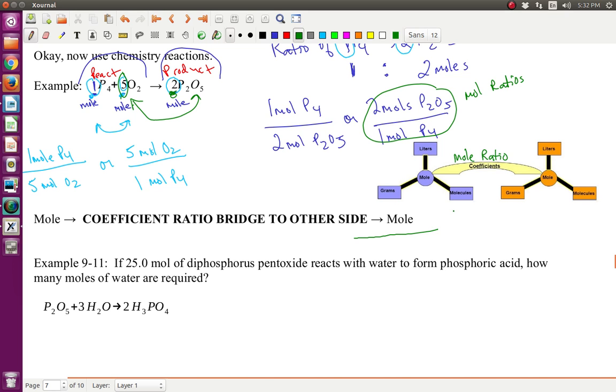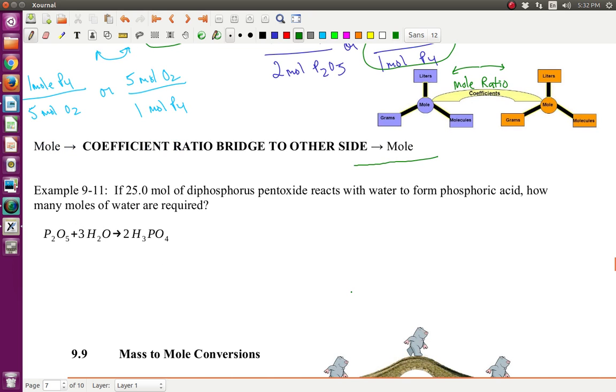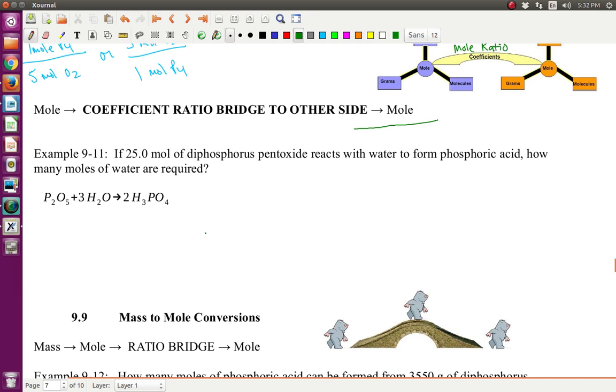I have another picture in the bottom that has little moles walking back and forth. Because remember, this is a bridge, and on a bridge you can go both directions. You can go right or left on a bridge. So depending on what you need to do in reaction, you're going to use this mole ratio. But it's the only thing that will get you from one side to the other side. Okay? So now let's look at this question.